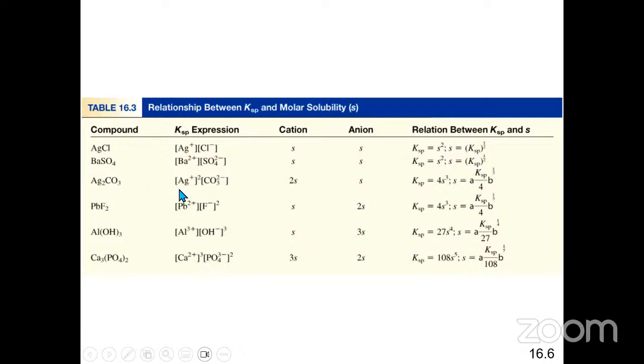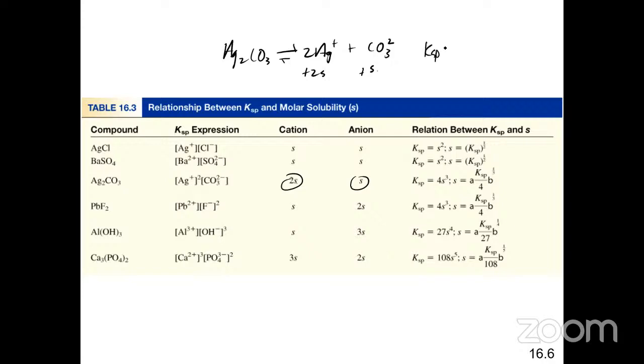However, in the case of silver carbonate, the equation for that dissociation is Ag2CO3 dissociating to form 2Ag plus and CO3 2 minus. So in this case here, the change here will be plus 2S, and the change here would be S, right? Which is what we have here and here, right? 2S for the silver cations, and S would be the solubility or the change in concentration for the carbonate ions. And therefore, when you plug these expressions into the KSP is equal to concentration of Ag plus squared times the concentration of CO3 2 minus.